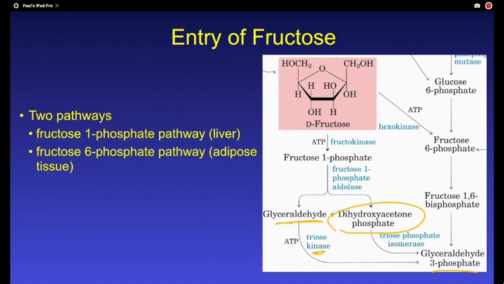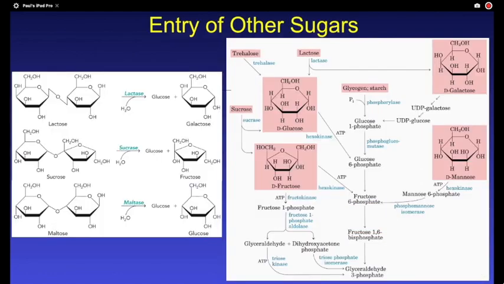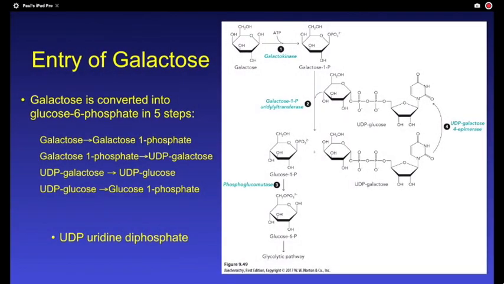Fructose is important because fructose is found in high concentrations in fruits, and so that's a natural sugar. Galactose is important because galactose is part of the lactose. So galactose is a sugar, and it takes a little bit to get it in. Now, galactose has a galactose kinase, and it's going to make galactose 1-phosphate. That seems to be straightforward.